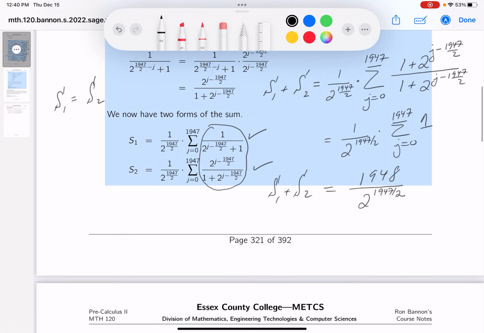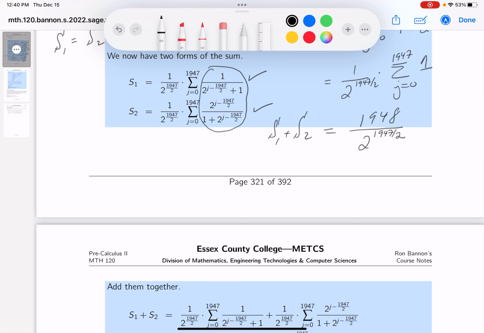And that's double. I only want one of those. So what I'm going to do is say that S1, again, is equal to S2, but I need to take half of that number. Let me write that down. 1/2 of this number over here, 1948 to 1947 over 2. Let's take a look at that. And I'm going to try to reduce it a little bit. By the way, this is the answer. Looks nasty, though, doesn't it?